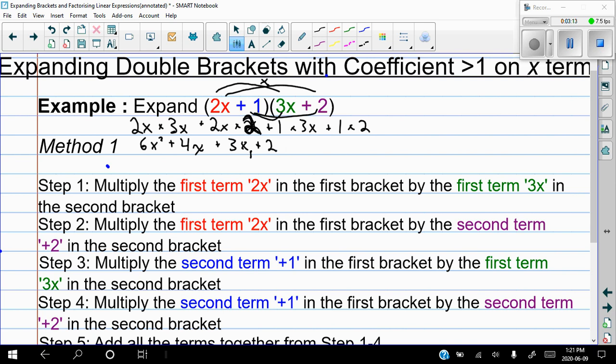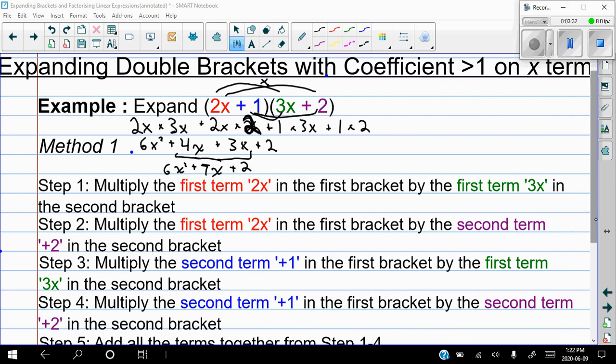Once again, it doesn't matter that we have different powers of x, because we have to simplify those 2 in the middle, right? Add them together, we're going to find that that's 7x. So we have 6x squared plus 7x plus 2.